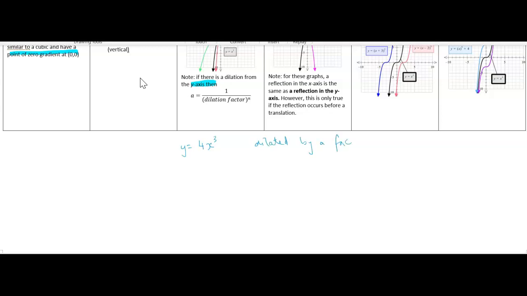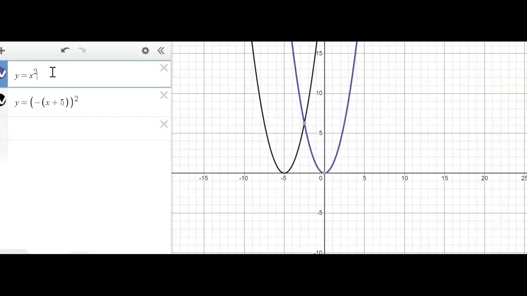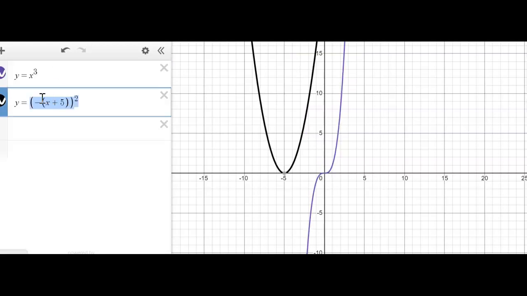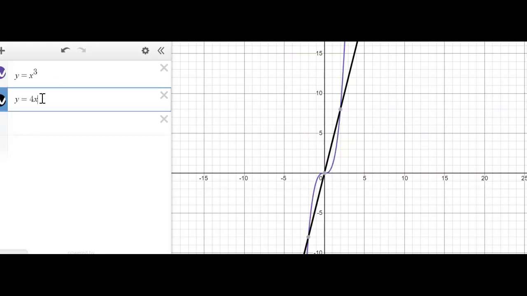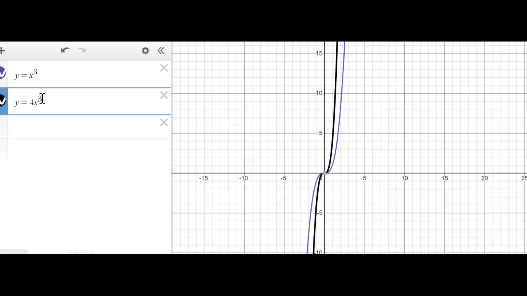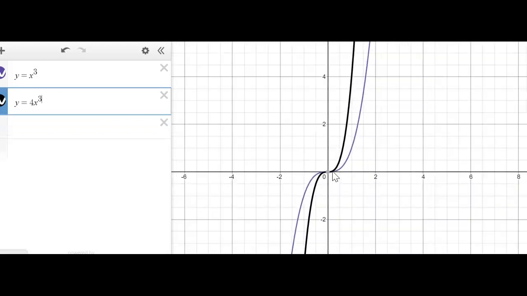A factor of 4 from the x-axis. All right, so let's just get our decimals back up. This time we're doing cubed. And what are we doing? 4x cubed. And I might zoom in so it's a little bit easier to see. So the 0.11 is here, roughly. All right, and then 4x cubed.